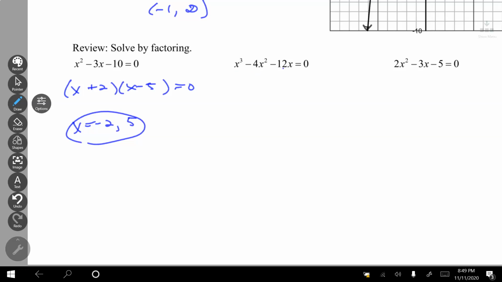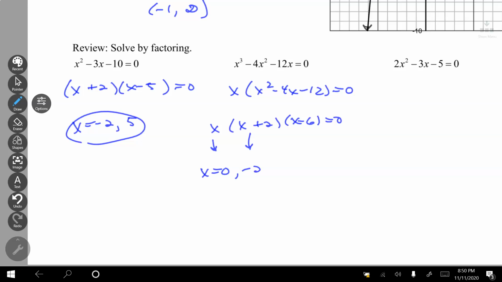Again, I see x's everywhere, so I got to take an x out, and then I could factor even more. And I get 3 solutions. I have x equals 0, x equals negative 2, and x equals 6 are my 3 solutions. And I should have 3 solutions because it's an x to the third problem.